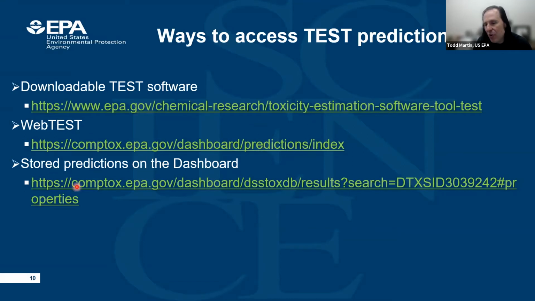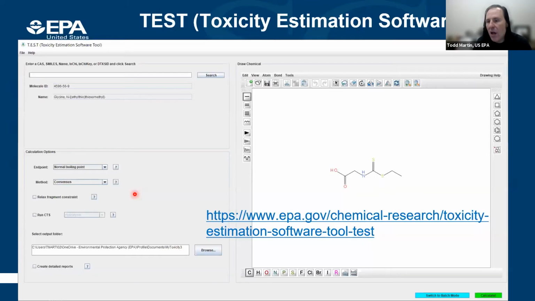We also have stored predictions on the dashboard. So if you search for a specific chemical, you can dig down and get to the predicted value. These are the cached predictions for all the chemicals that are in the dashboard. So the third one is not doing real-time predictions. It's just a stored value in the database. But I'll show you each of these in turn.